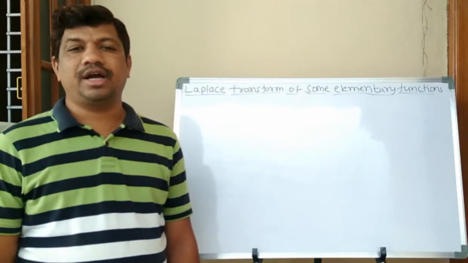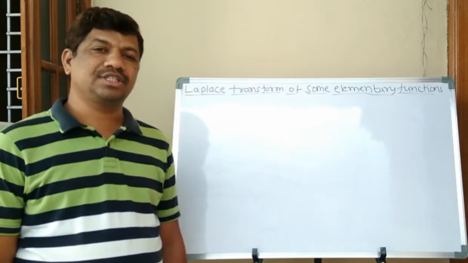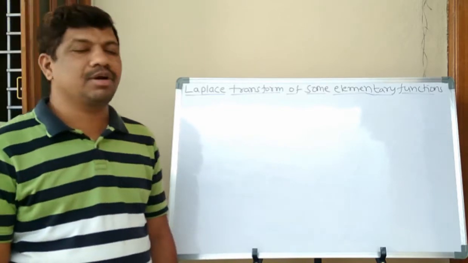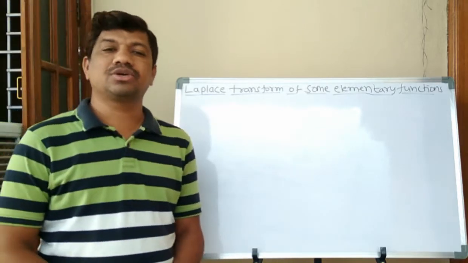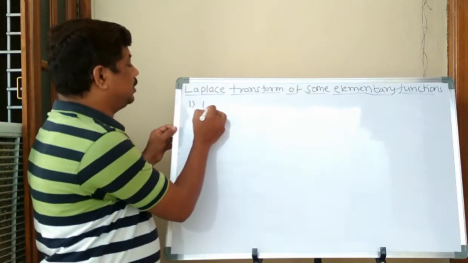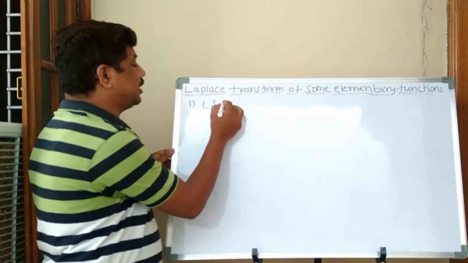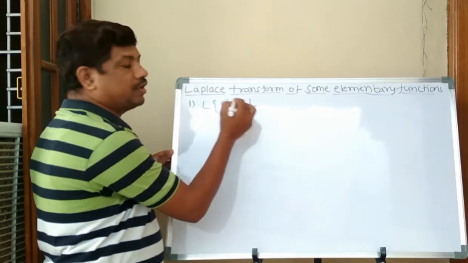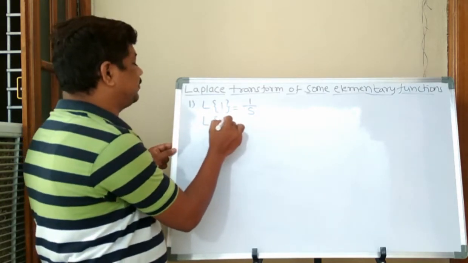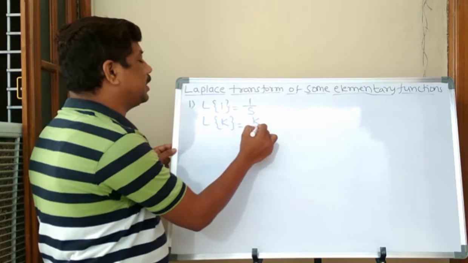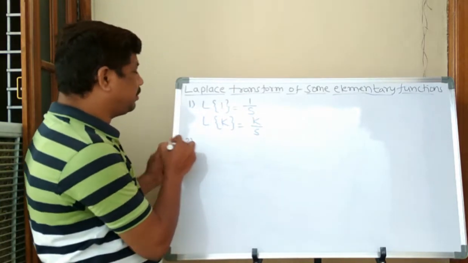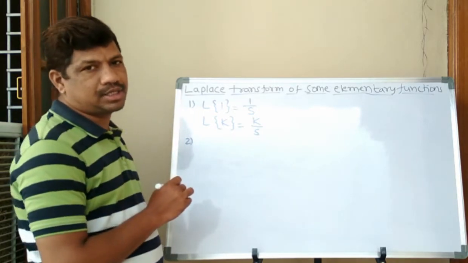In the last video I explained the basic definition of Laplace transforms. So today I would like to explain the Laplace transform of some elementary functions. In the last class I explained the Laplace transform of a constant, that is 1, which is equal to 1 by s. In a similar way, in place of 1, if I take a constant k, the Laplace of k is equal to k by s. So now I would like to tell you the remaining Laplace transforms of elementary functions.